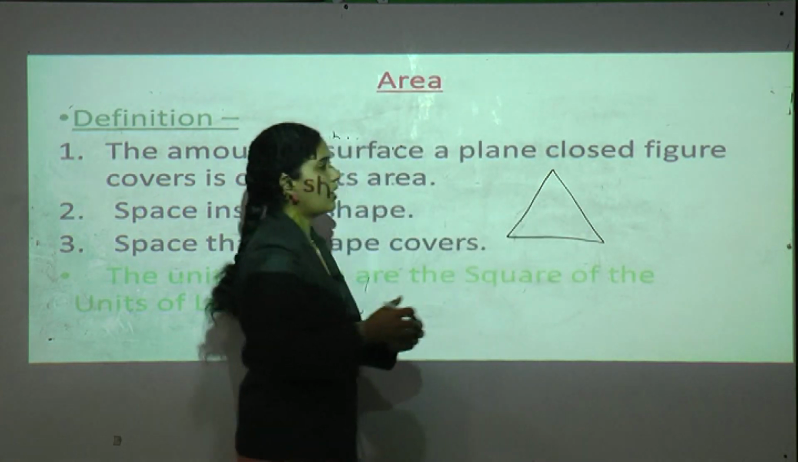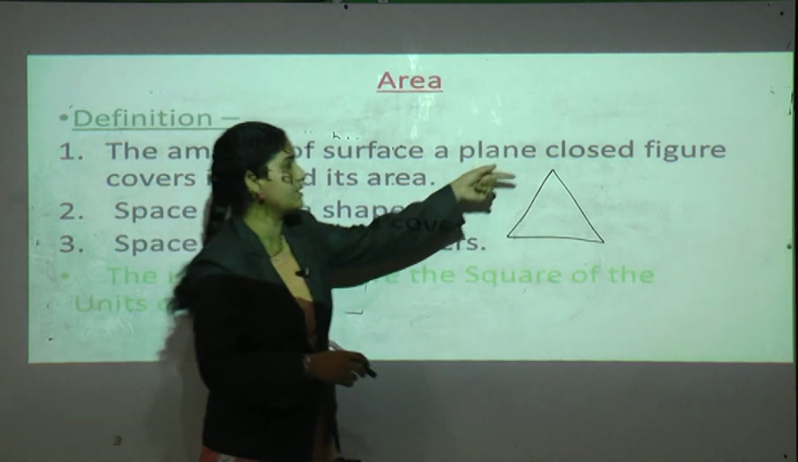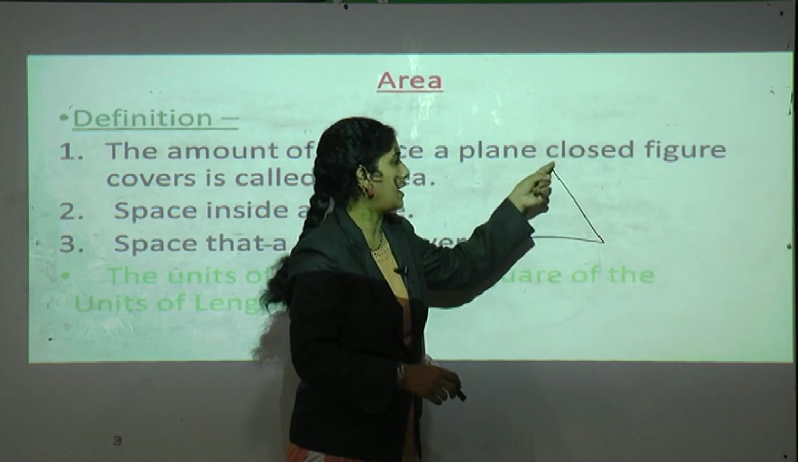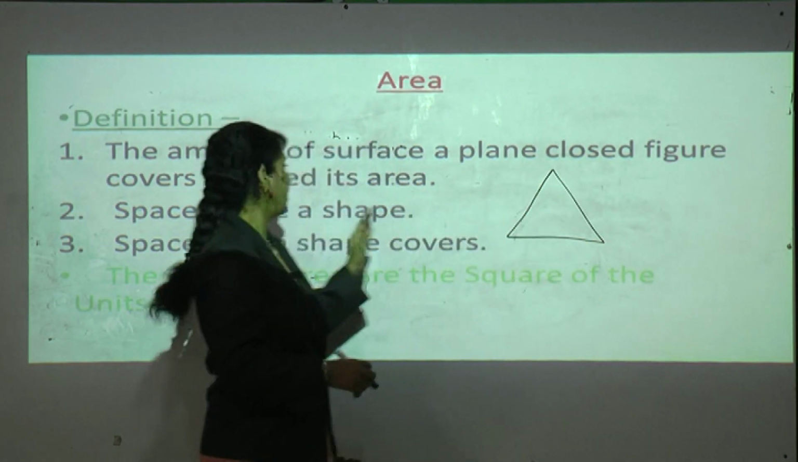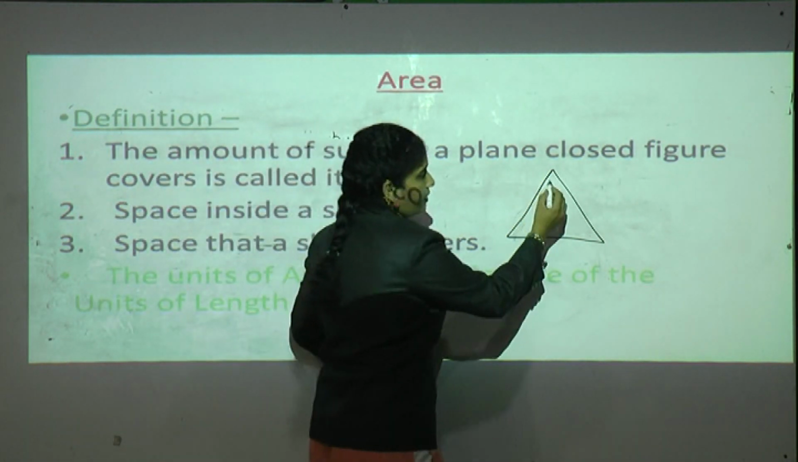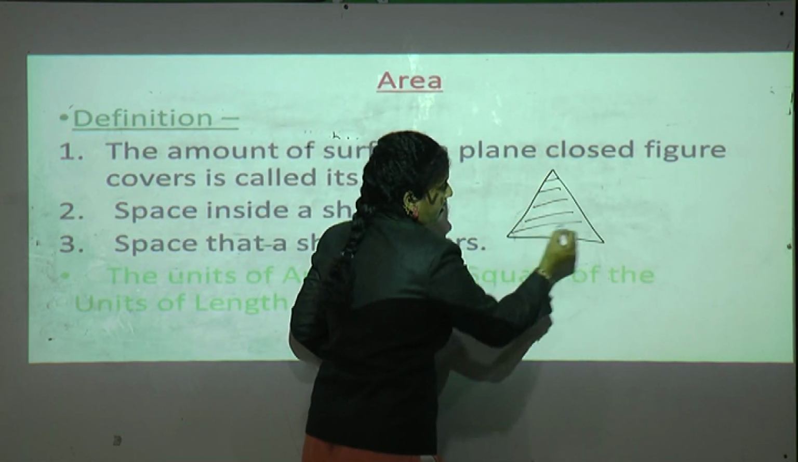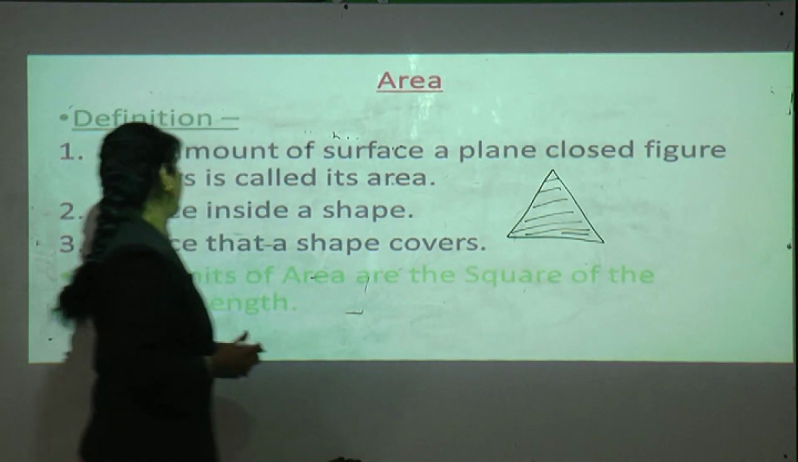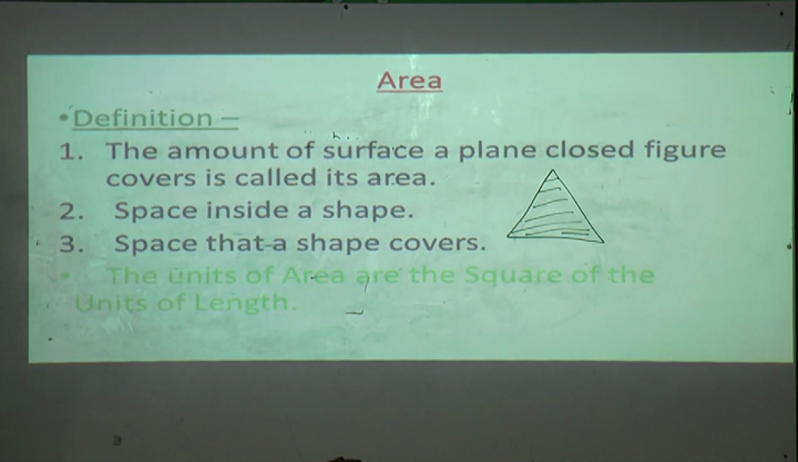Just now we have learned that perimeter means the addition of these sides. But what is the area? The space inside a shape. Here, this one is an area. That means the space that a shape covers. Now the units of area are the square of the units of length.